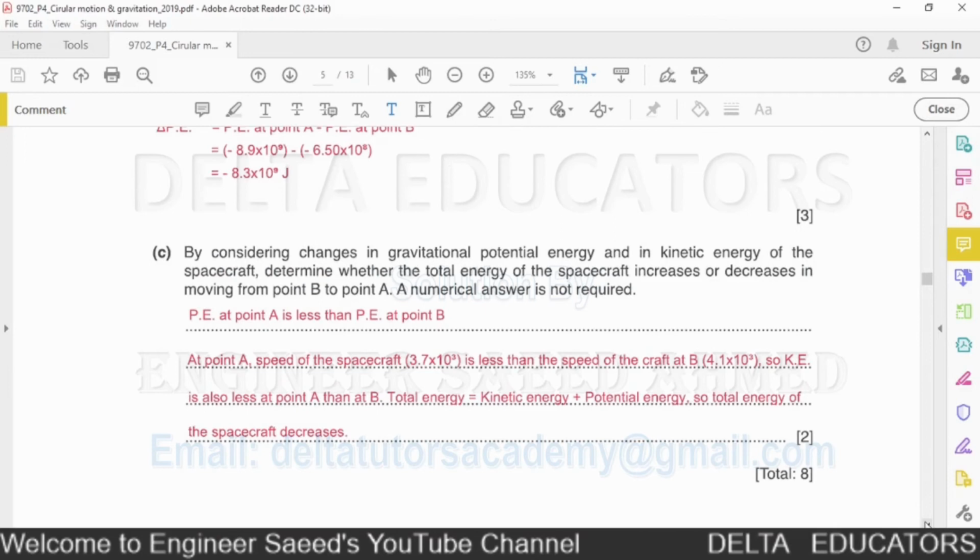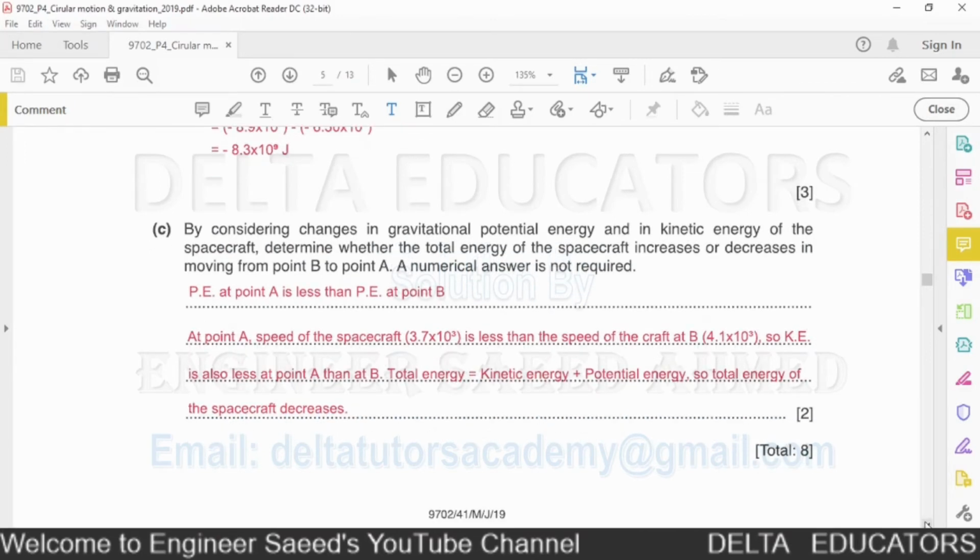Okay, next part, part C: by considering changes in gravitational potential energy and in kinetic energy of the spacecraft, determine whether the total energy of the spacecraft increases or decreases in moving from point B to point A. A numerical answer is not required. Total energy is given as the sum of gravitational potential energy and kinetic energy.